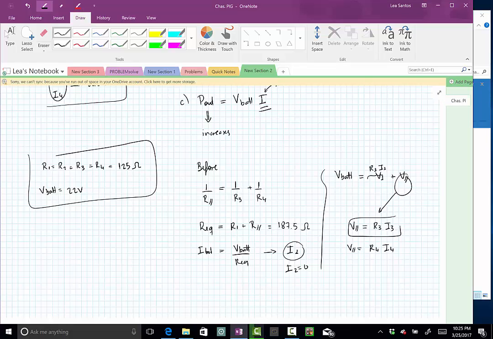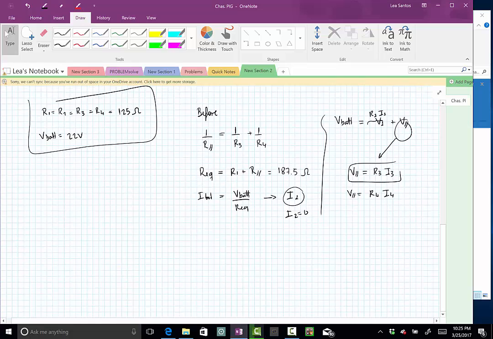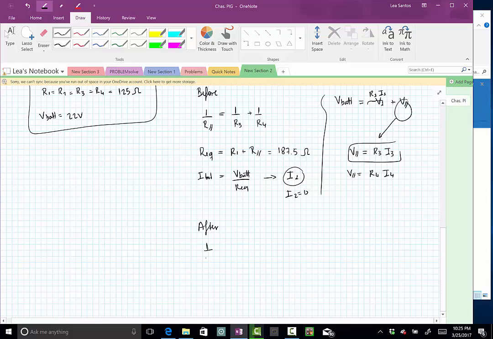Okay, now we go for the next part. The next part will follow the same idea. Now, what we do after closing the switch follows the same idea. The only thing that you now have to take into account is that the parallel resistance will involve also R2. And that's it. Everything else follows very similar.